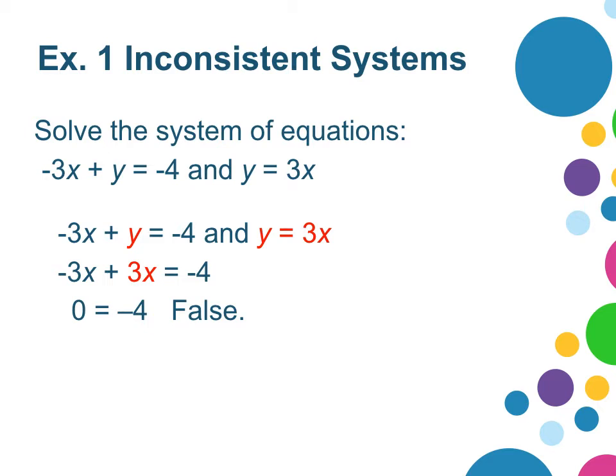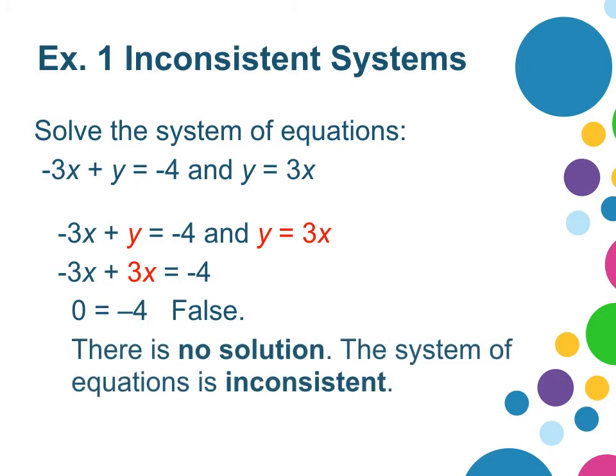And so algebraically, when we get something like this, which is a blatantly false statement, we know that graphically that means these lines will never intersect. Therefore, there is no solution, and that is why we call this system of equations inconsistent. And again, algebraically, it's when we end up with a false statement.